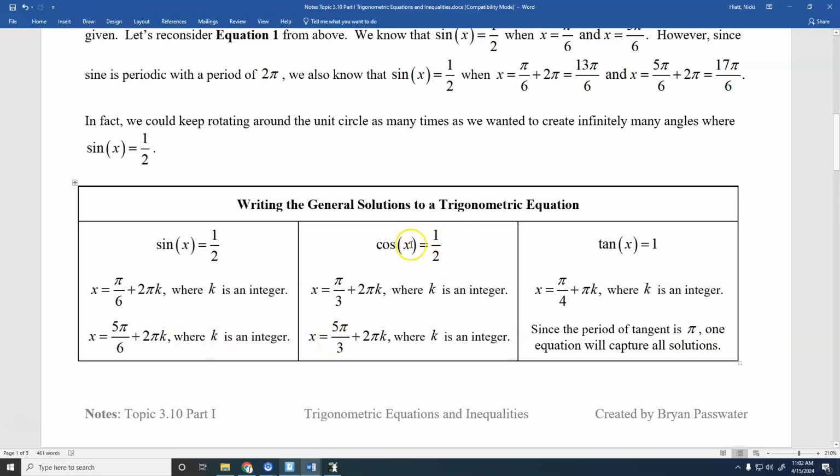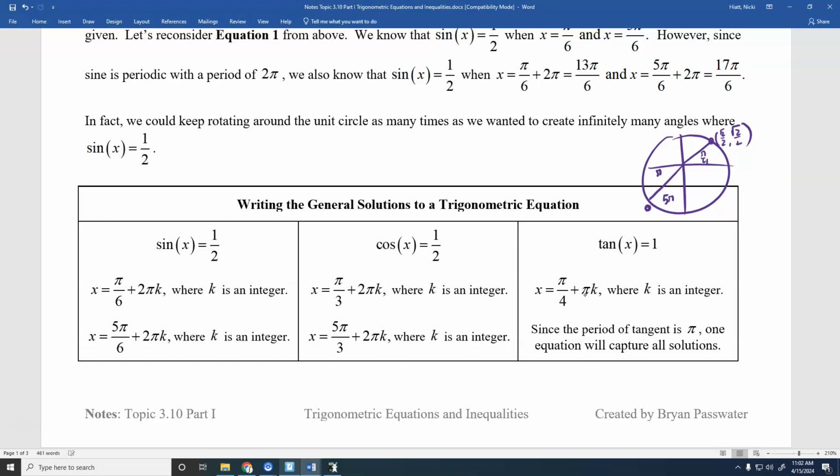Same thing if we had cosine equals 1/2. That would happen at pi over 3 and 5 pi over 3. But both of those we could add 2 pi k to it. Tangent's a little different. What's a little different about tangent here? You add pi k. So if you think about on that unit circle where tangent equals 1, that happens right here at pi over 4 because you've got square root of 2 over 2 and square root of 2 over 2.